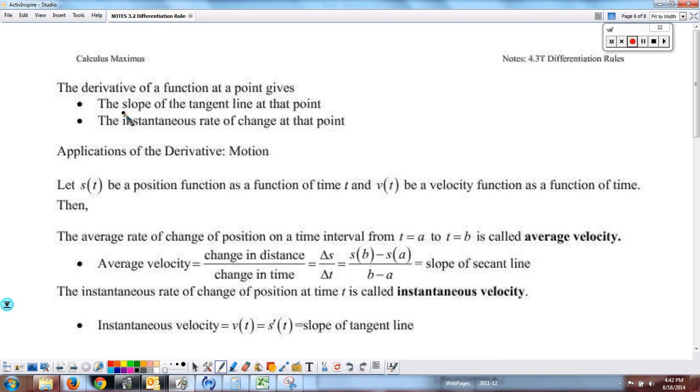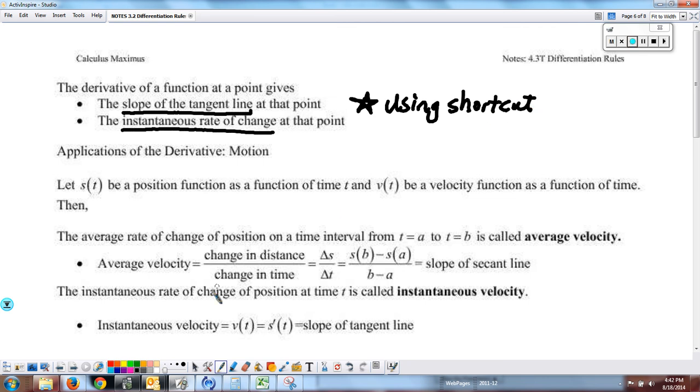So we're going to be able to work problems where they may ask us to find the slope of the tangent line, or they may ask us to find the instantaneous rate of change. What's nice about this now that we've had this section is that we are going to be able to do this using the shortcut rules. We will be able to focus on the application, answering the question, as opposed to actually doing the limit and the long way of calculating the derivative.